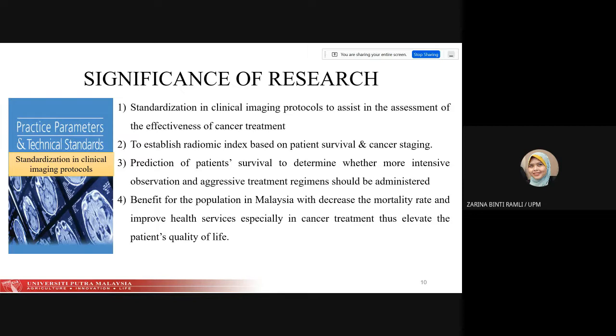And the benefit for our population in Malaysia is that it will decrease the mortality rate and improve health services, especially in cancer treatment, thus improving the patient's quality of life. The need for research in understanding the DWI images at the microscopic level and standardizing the clinical imaging protocol is crucial to assist in the assessment of the effectiveness of cancer treatment.